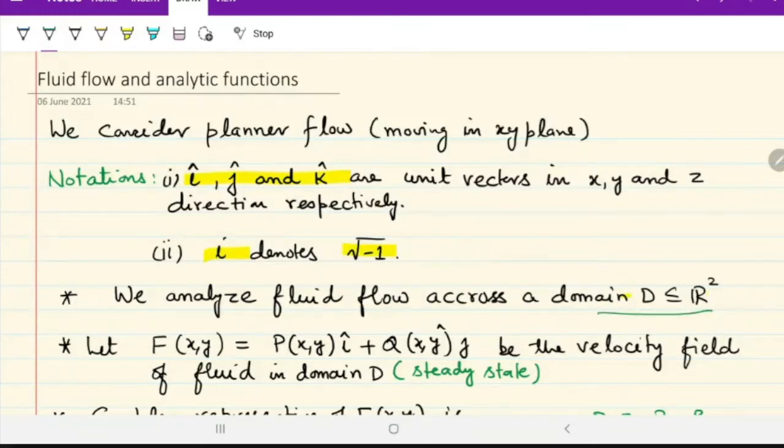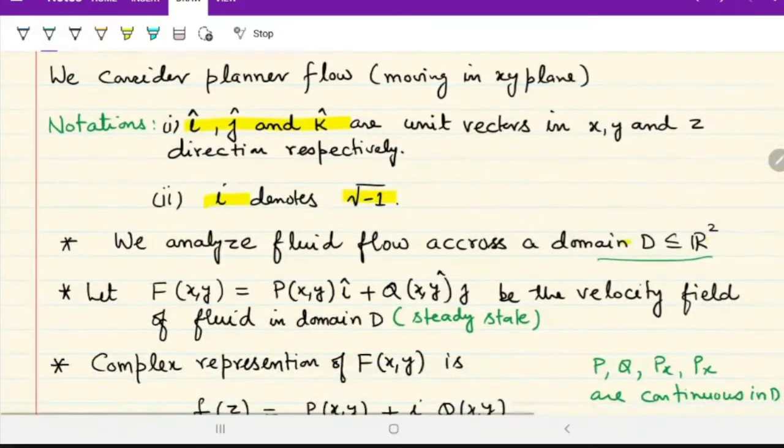And we'll be assuming that the velocity field of the fluid is given by capital F, which is P(x,y) i cap plus Q(x,y) j cap. So at each point (x, y), this is going to give you a vector. That means this is going to give you a direction. So this will be a vector field. And we are assuming that it is steady state. So it means the velocity at any given point depends on x and y. It does not depend on the time t. So we will be assuming that velocity is time independent.